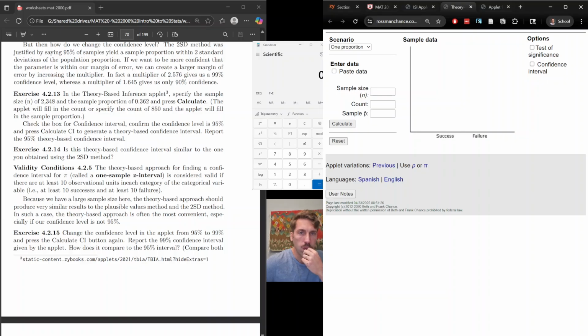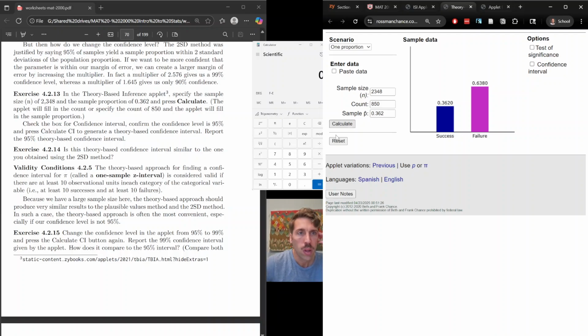Okay. So in the theory-based inference applet, specify the sample size n of 2,348. And then the sample proportion of 0.362, and then the count. If you click around it changes the count, and so then calculate.